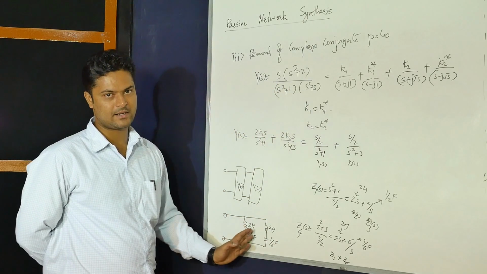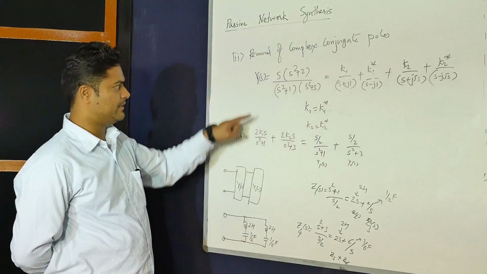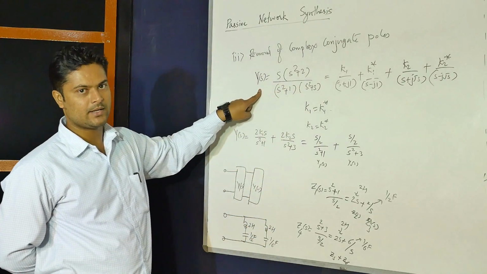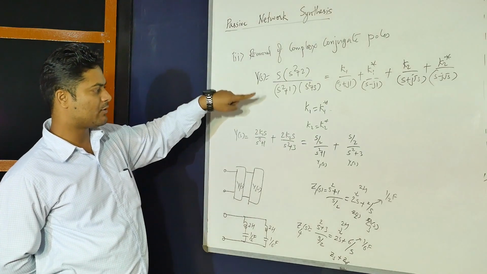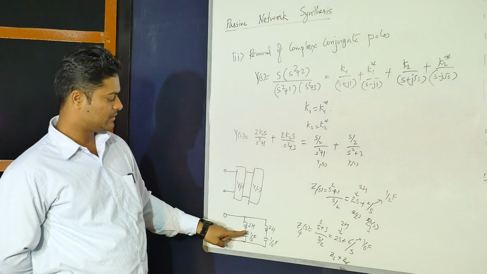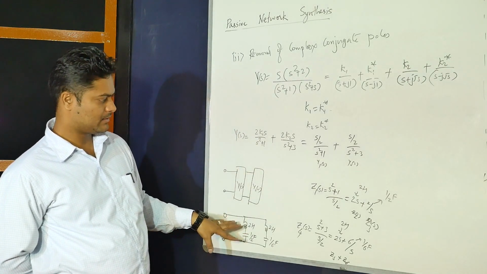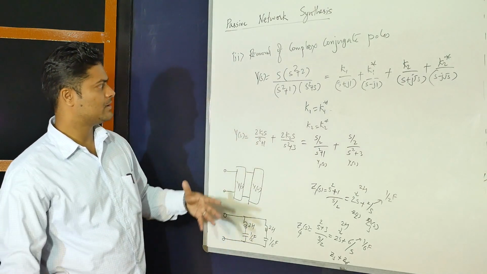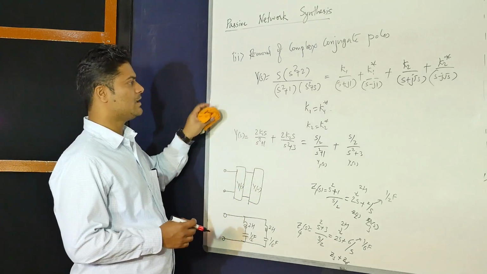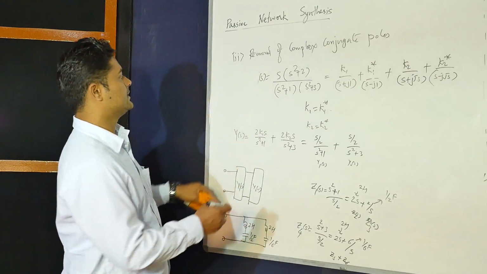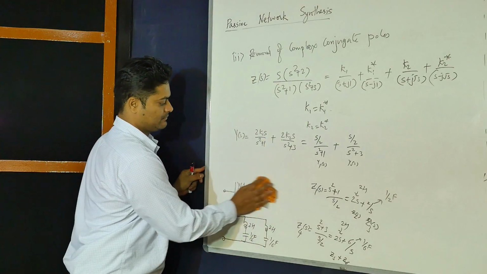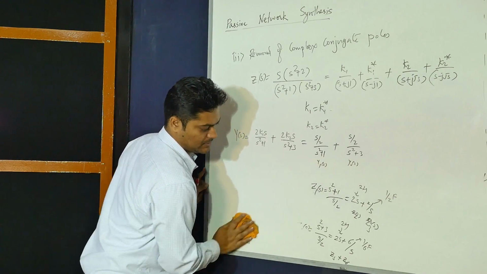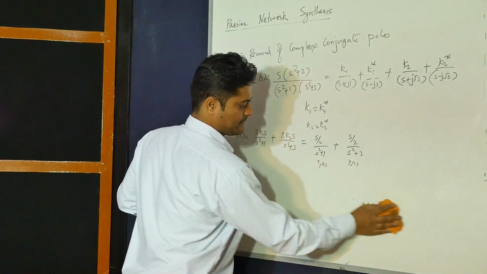Series LC, but they are in a ladder structure parallel to each other if the given function is y of s. If the function is z of s, the same function if I take it as z of s, then what would I have got? What would I have got? Inductor, or let's take the same problem. Let's take the same problem considering this as a z of s, and we'll see what will happen.